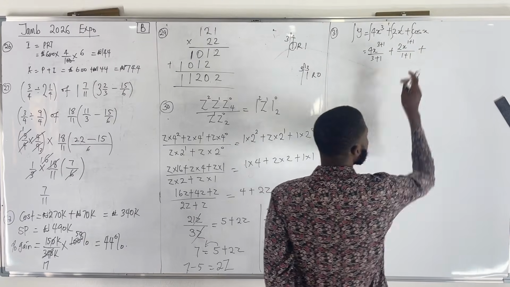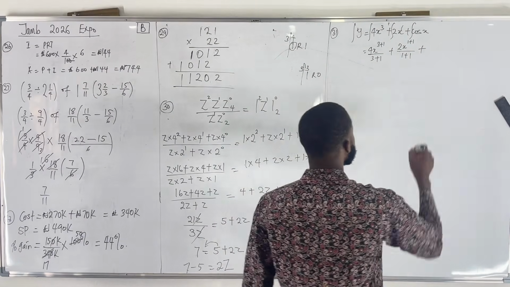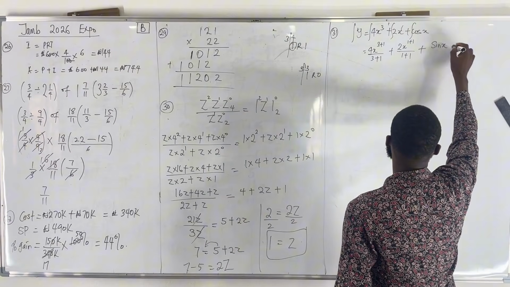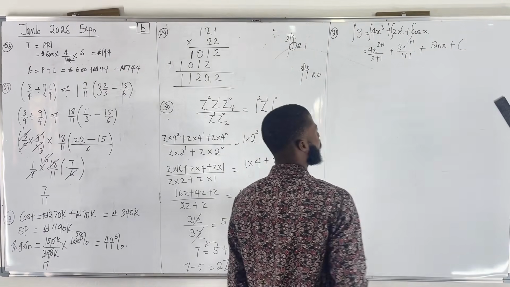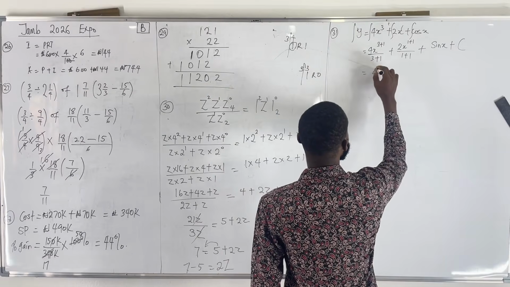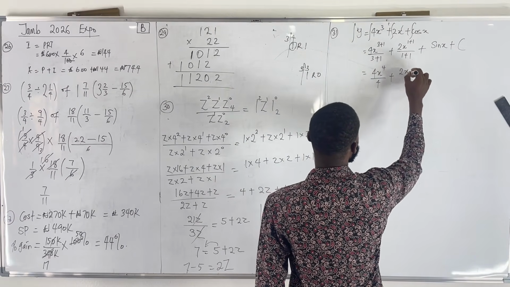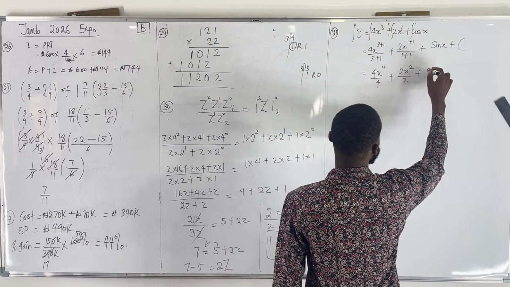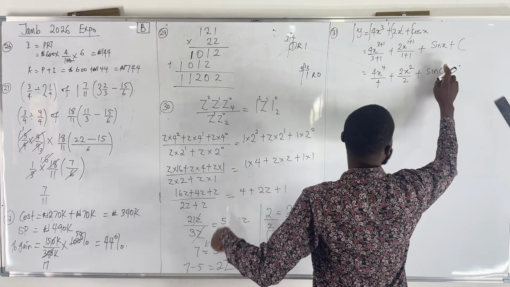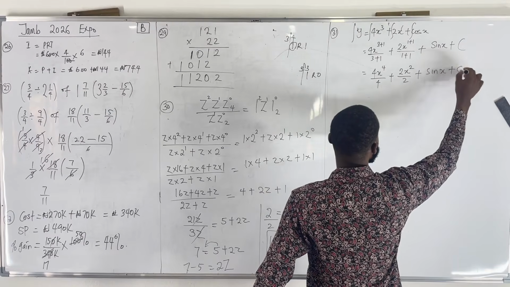And then plus, if you integrate cos, you will get sine. So this will be sine x. And then you put a plus c there. Now this is 4x^4 over 4 plus 2x^2 over 2 plus sine x plus c.